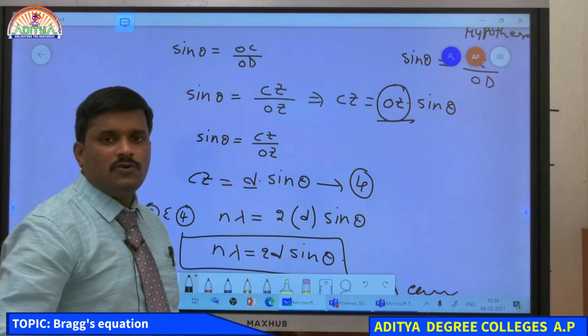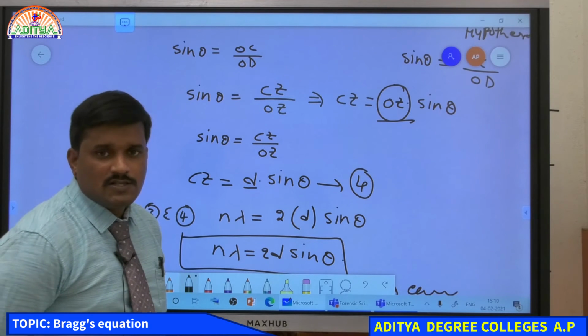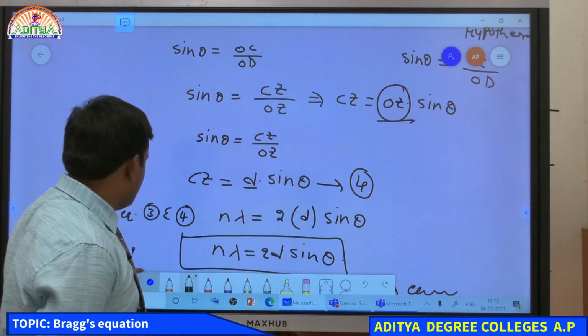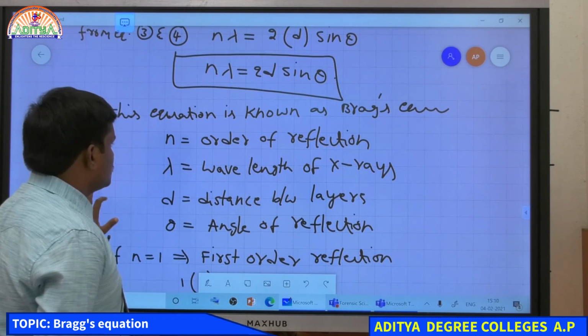that is n lambda is equal to 2d sin theta. This equation is nothing but Bragg's equation. So by knowing the Bragg's equation value, we determine the distance between the successive layers.